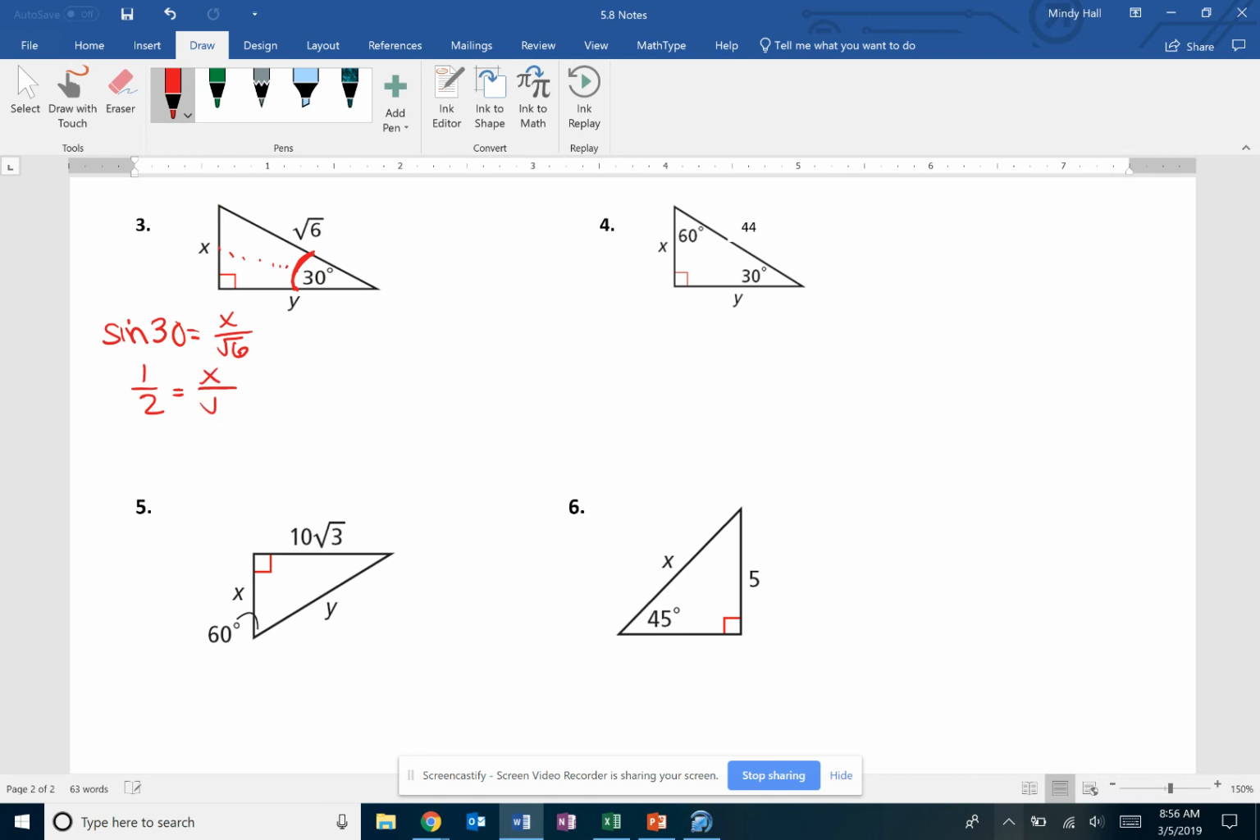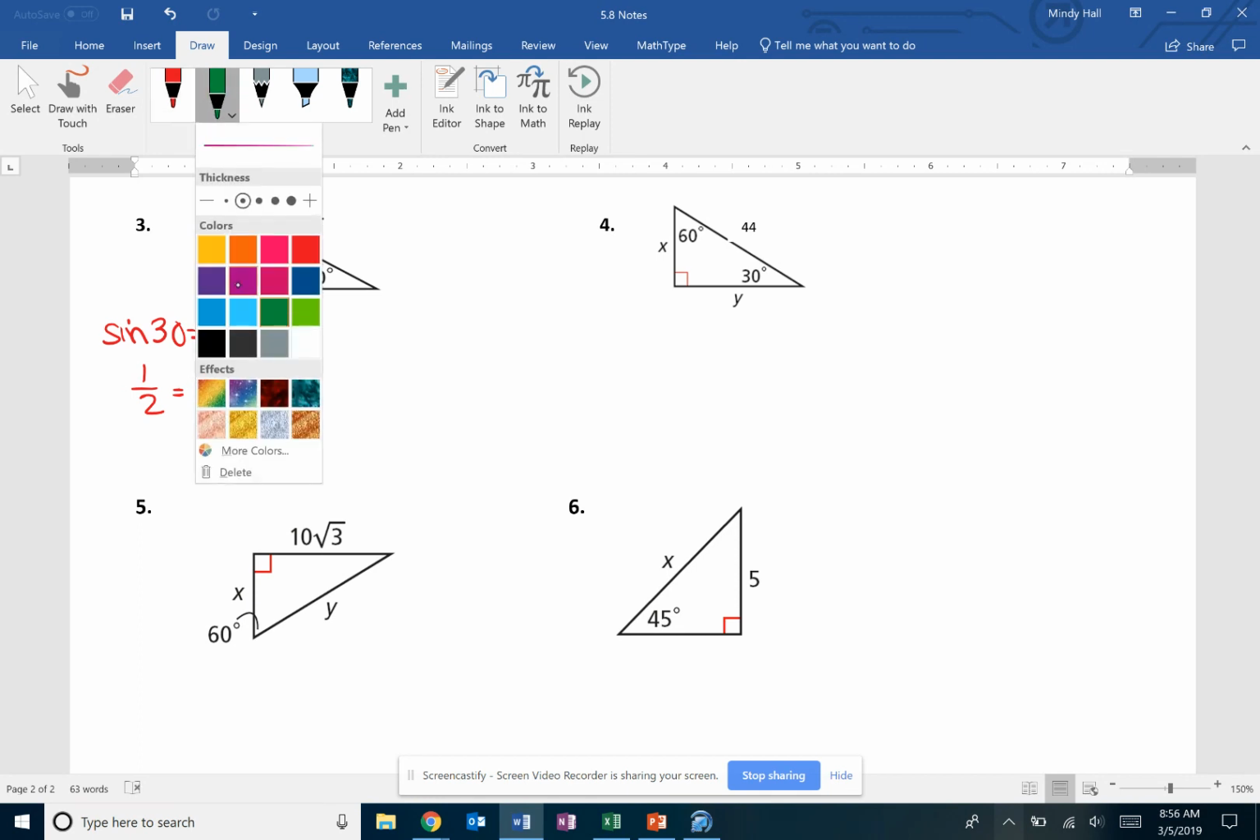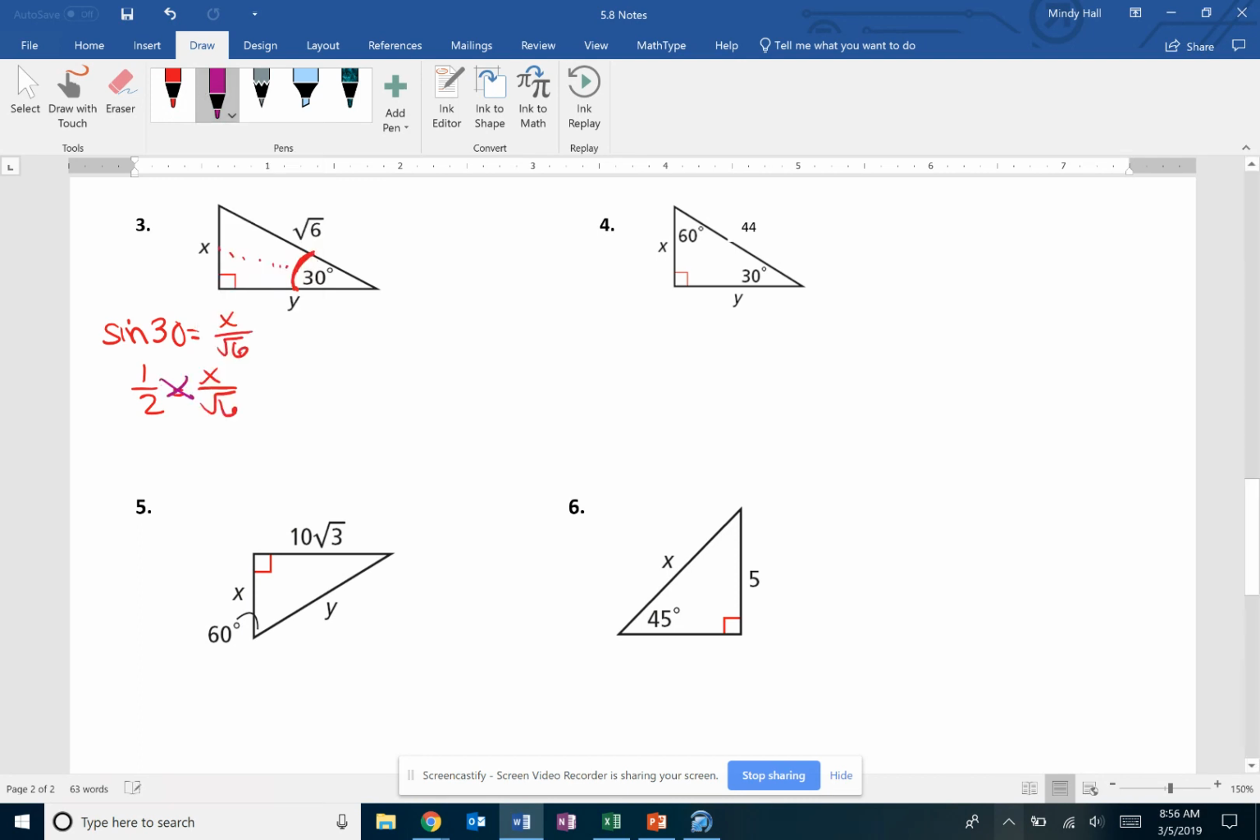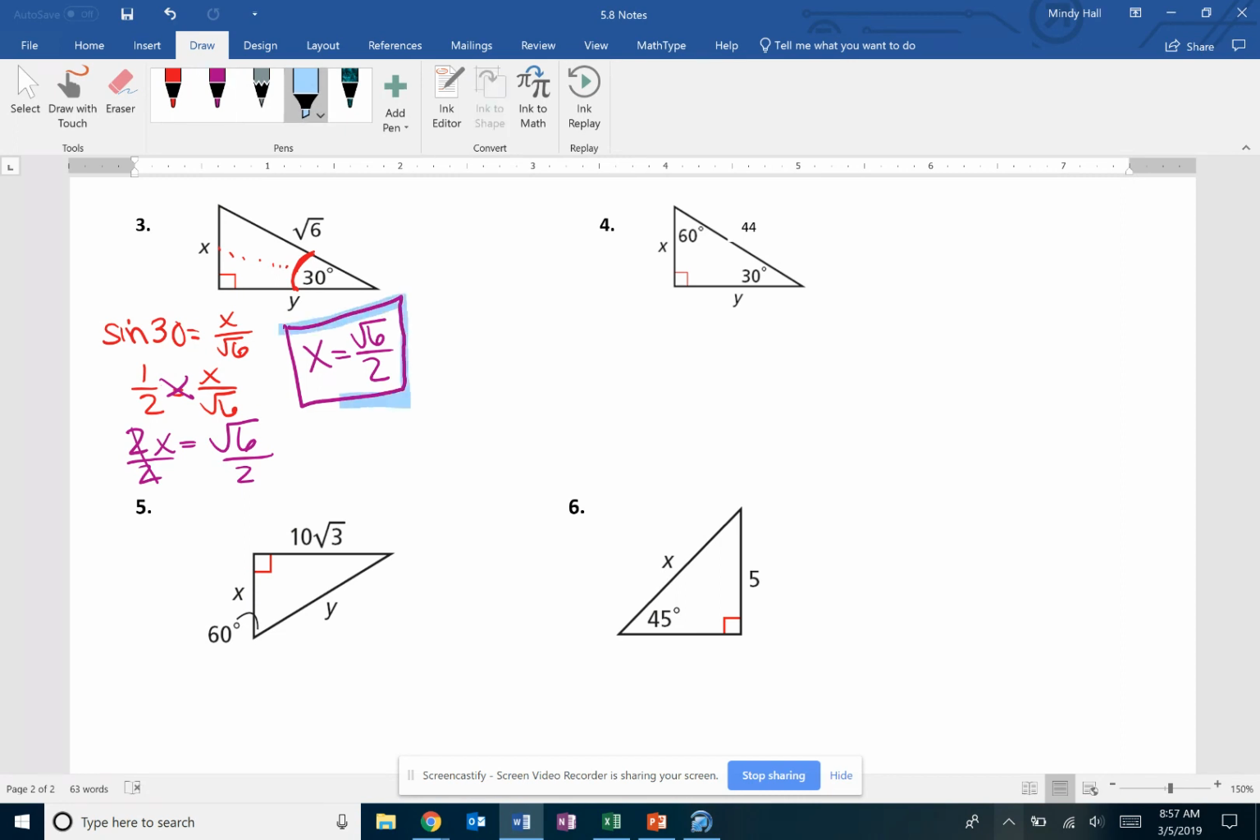Sine of 30 is 1/2, and that equals x over square root 6. So then to solve it, we're going to cross multiply just like we were doing. So we have 2x equals 1 times square root 6, which just gives us square root 6. And then we're going to divide by 2. So then x equals the square root of 6 over 2. And even though it seems like that should be able to simplify, because that 6 is in the radical, we can't do anything. We're just stuck with square root 6 over 2.